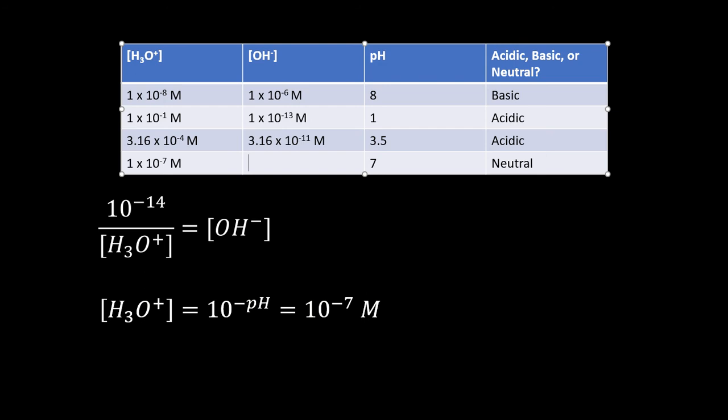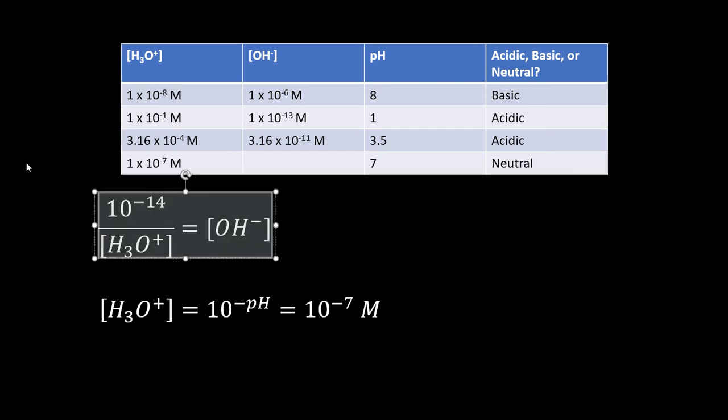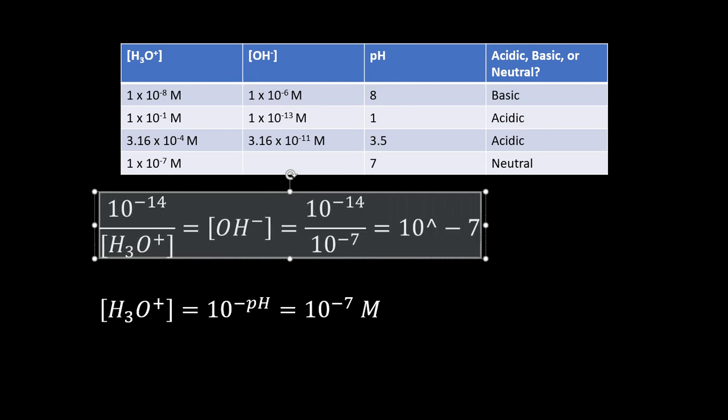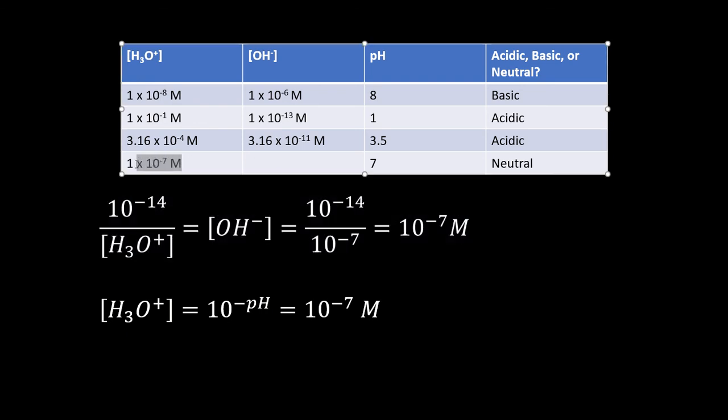And since we know our hydronium ion concentration, the only thing we need to do is take 10 to the negative 14th divided by our hydronium ion concentration, and that will be our hydroxide ion concentration. And well, 10 raised to negative 14th power divided by 10 raised to negative 7th power is just going to also equal 10 raised to negative 7th molars, or moles per liter of hydroxide ion.